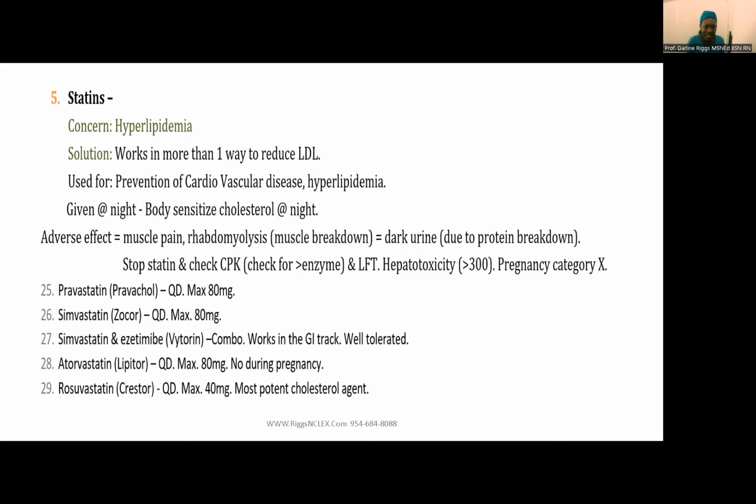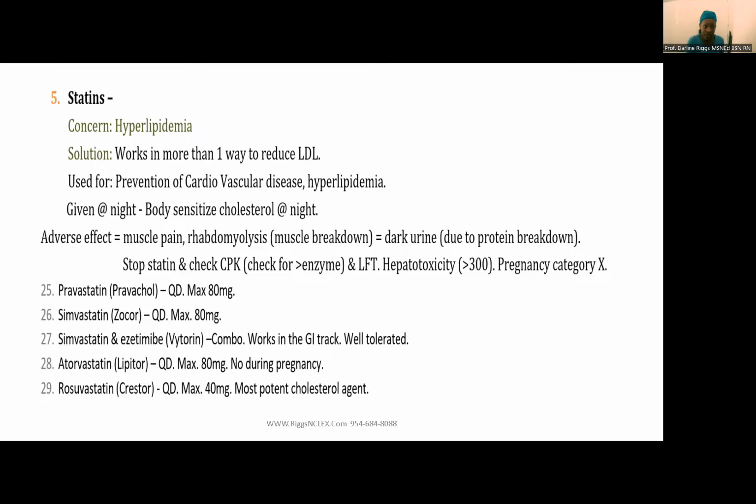Okay, always given at night. These adverse effects are nasty. Rhabdomyolysis is nasty. That's muscle breakdown. The urine's going to be dark. The drug does need to be stopped at that point. And we're going to look at the liver. We're going to look at the kidneys. And if you're pregnant, that's not the drug for you.